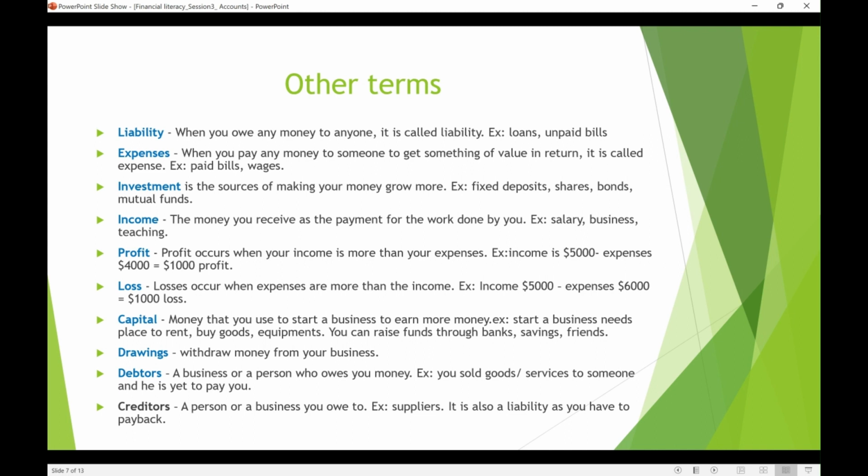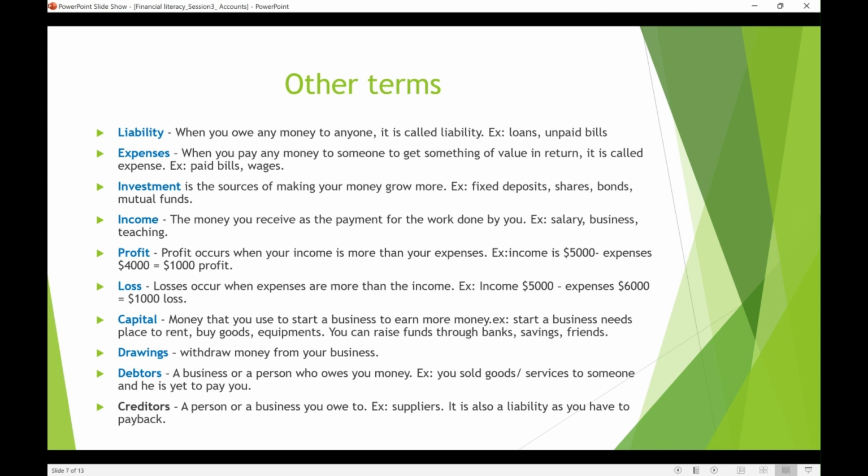Capital is the money which you invest in starting a business. For instance, if you're starting a restaurant business, you need to pay the mortgage or lease amount, furniture, and equipment. All these are capital investments, which you can borrow from banks, savings, or friends. Drawings is the terminology we use when we withdraw some money from the business. That is called capital drawings, like director fees or director's salary.